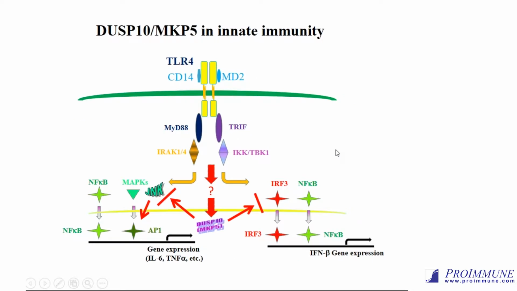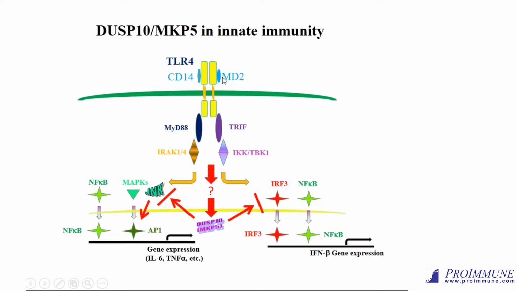And this slide summarizes our findings on the role of DUSP10 in innate immune response. We found that in response to toll-like receptor activation or microbial infection, the signaling will transduce to the MAPK kinase such as JNK to activate the transcription factors such as AP1 to regulate inflammatory cytokines.